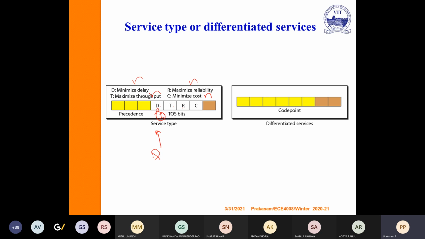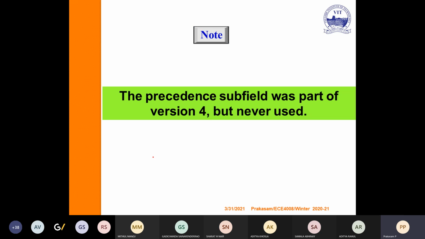Even if the traffic is high, we have to find the optimal path. Even if the delay is also high, and it takes longer to reach the destination, we should select the shortest path to reduce the cost. So these are all the various types supported by IPv4.